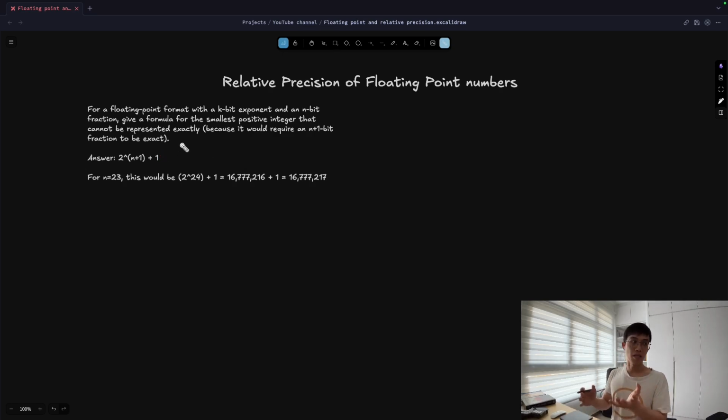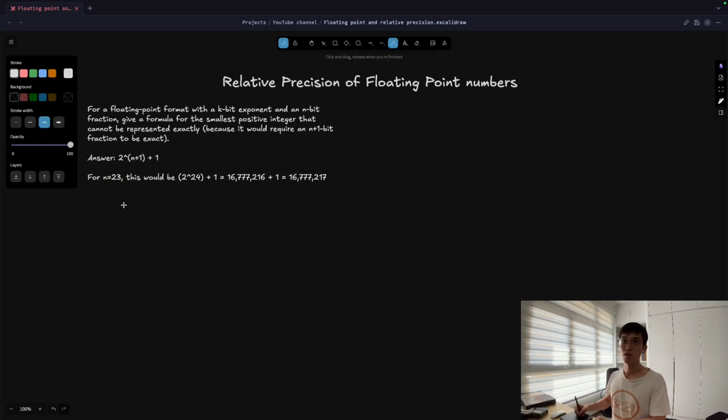I give the answer because what I'm trying to do is not to work through how to get the answer, but how the process of understanding the answer has led me to better understand this property, which is the relative precision of floating point, which I think is very interesting, and I'll talk a little bit more about it at the end. So for n equals 23, which is usually a 32-bit floating point number.